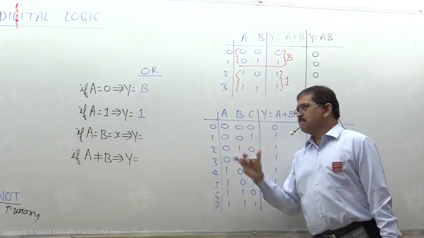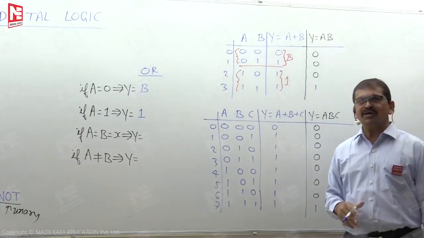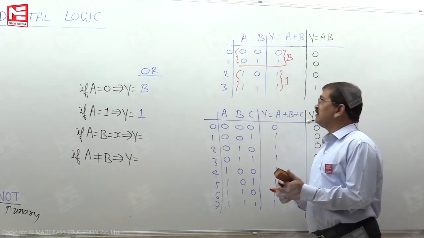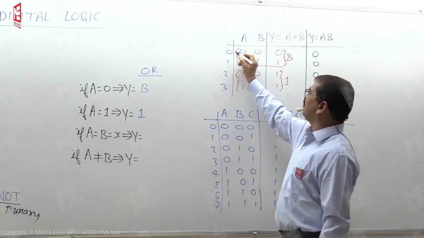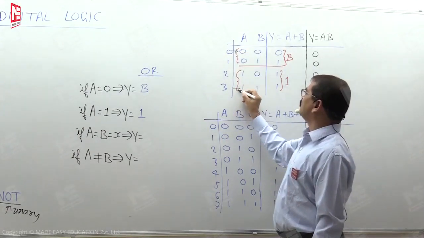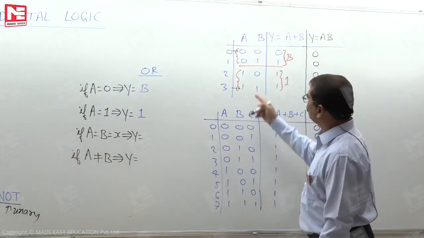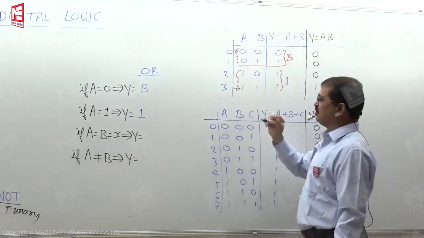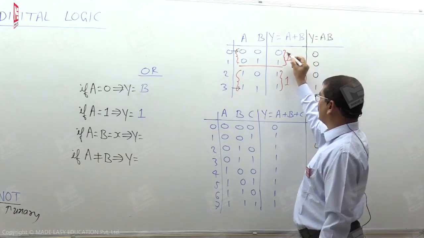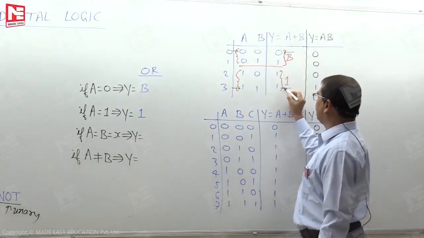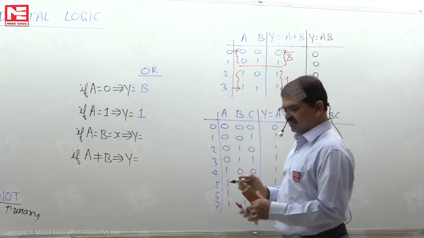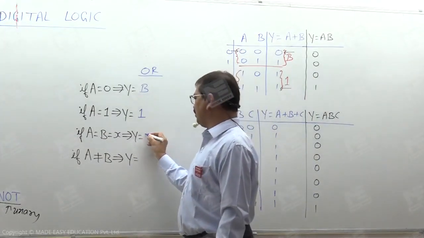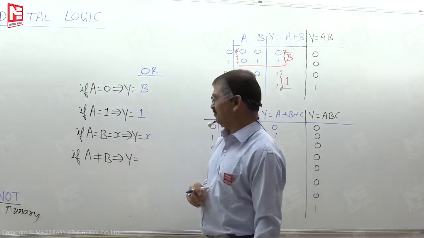Similarly, whenever inputs A and B are both connected to the same Boolean variable, say X, it refers to either the first row or the last row. In the first row, X is 0. In the last row, X is 1. So if X is 0, the output is 0. If X is 1, the output is 1. Hence, whenever both inputs are connected to the same variable, the output is the same as the input, that is X.